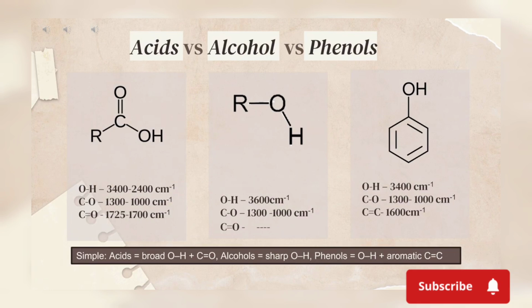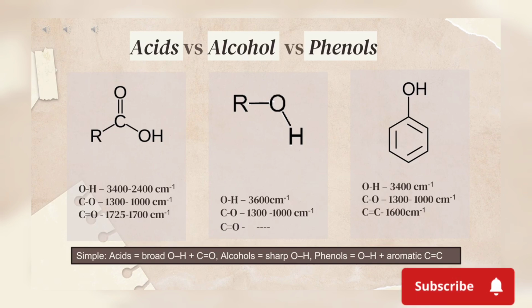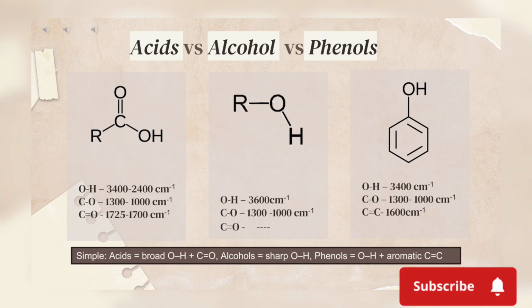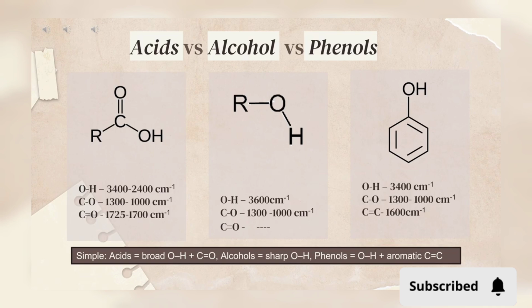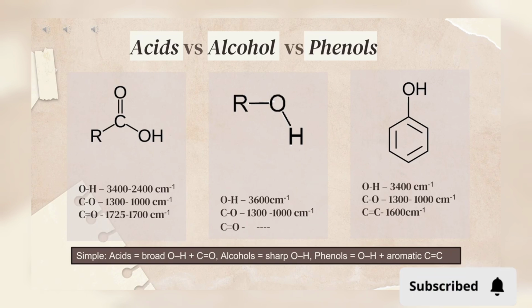Acids versus alcohols versus phenols. For acids, O-H shows 3400 to 2400 per centimeter, a broad peak, plus C=O stretch 1725 to 1700 per centimeter. For alcohols, O-H shows 3600 per centimeter, a sharp peak. No C=O stretch. For phenols, O-H shows 3400 per centimeter with aromatic C double bond C. That's how you easily spot acids, alcohols, and phenols in IR spectra.